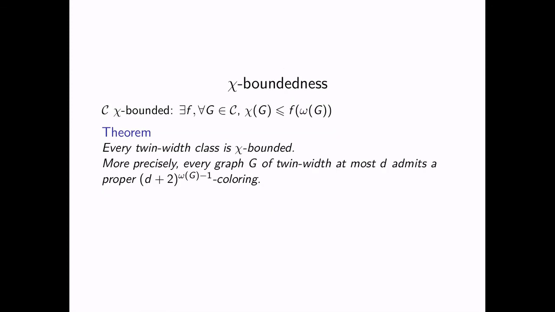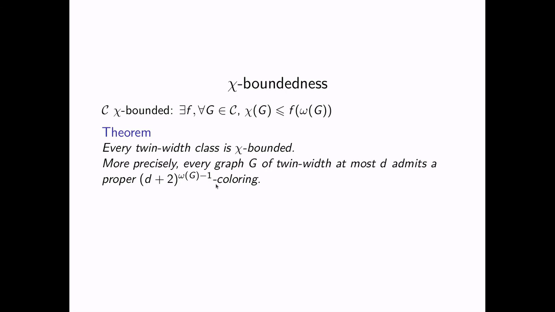Right, and I want to conclude with something a bit unrelated, but that gives you another use of twin-width that is quite neat and simple, you'll see. A class is said to be chi-bounded if you can bound the chromatic number by a function of the clique number. We showed that twin-width classes are chi-bounded with this binding function of twin-width plus 2 to the clique number minus 1.